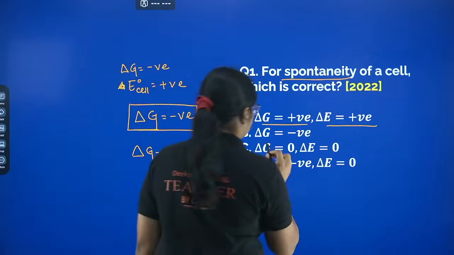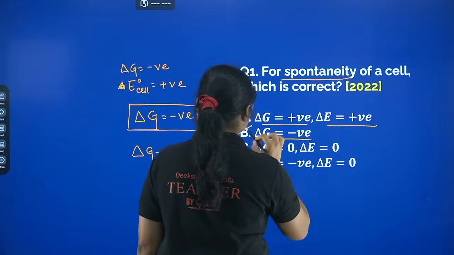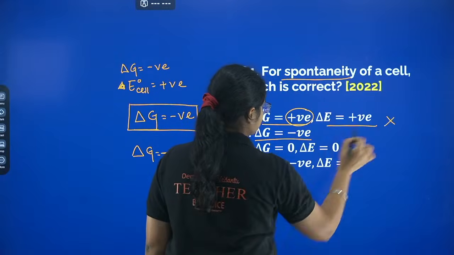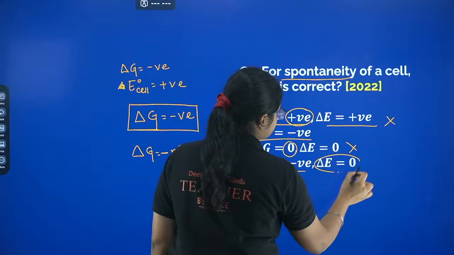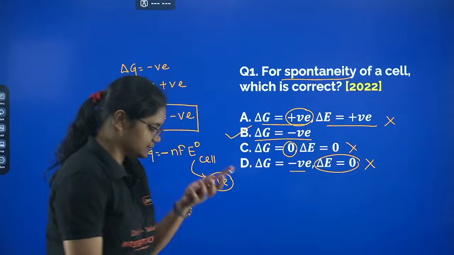Now you see here, delta G negative is given, that is correct. Delta G positive is absolutely wrong. Delta G is negative but E is 0, that also doesn't make sense.